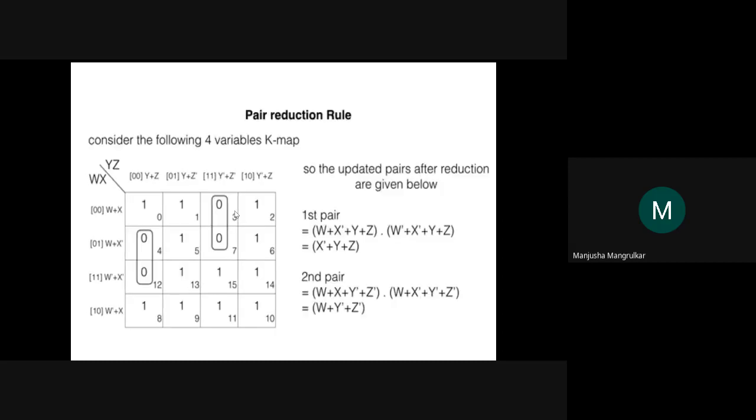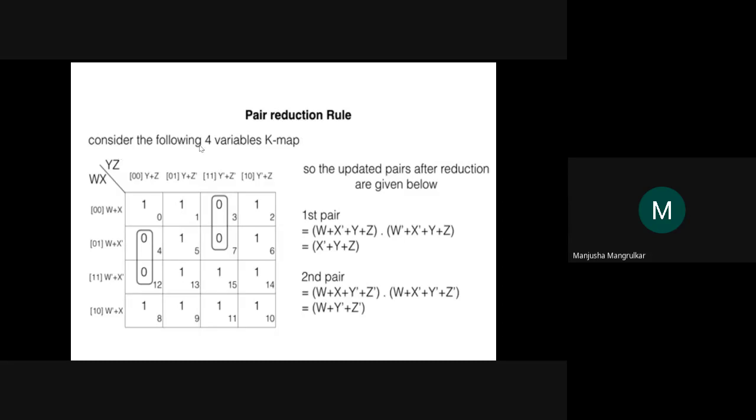Now we see the example. How the repeated terms occur, how we can reduce them, how we can find the pairs, and what the rule is. So there is a rule for two pairings.